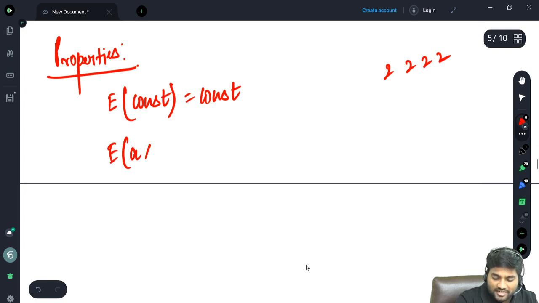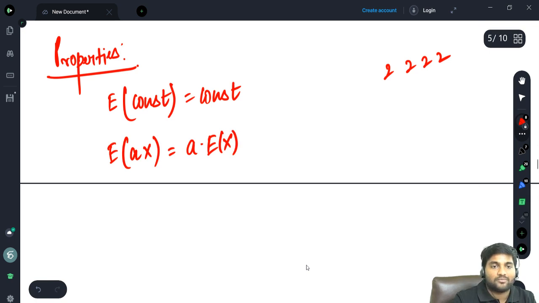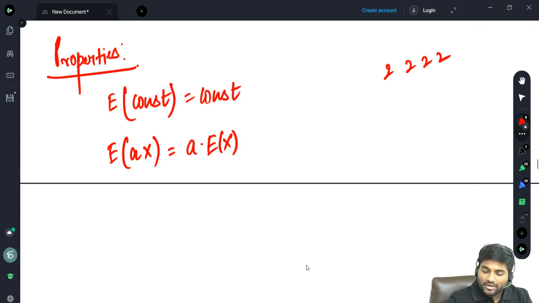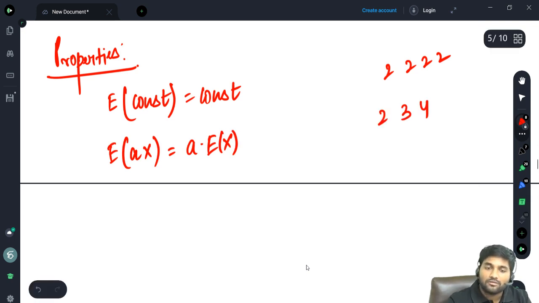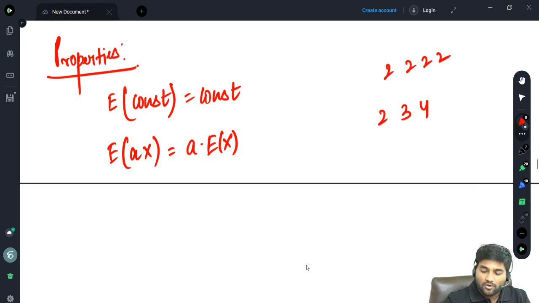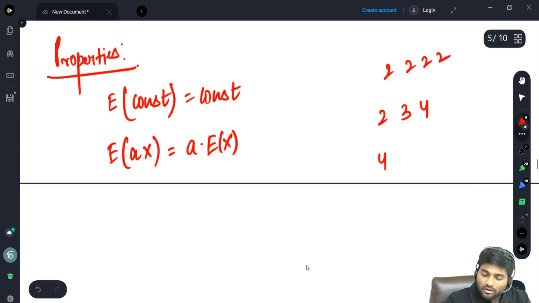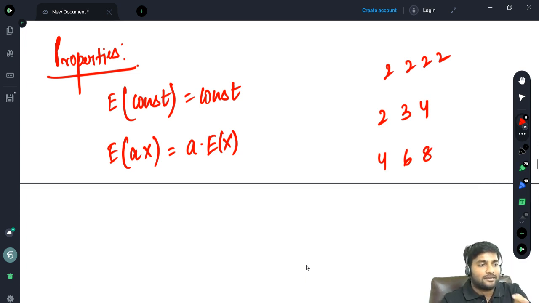Expectation of a constant into variable is constant times expectation of the variable. What is the mean of 2, 3 and 4? 3. What is the mean of 4, 6 and 8? 6. So it is just multiplied by 2. Okay.